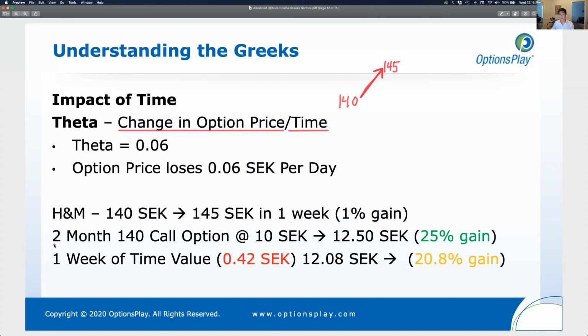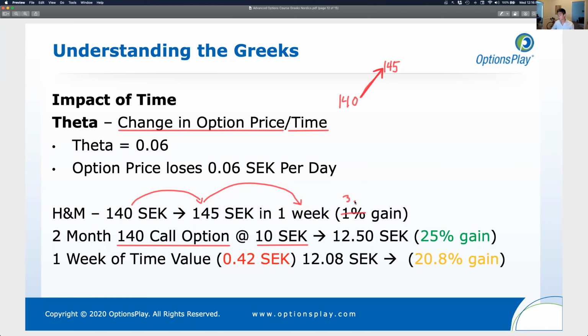So in the same example as before, let's say I think the stock's going to go from 140 higher. So I buy a 2-month 140 crown call option, and I pay 10 crowns for that call option. And let's say the stock goes from 140 to 145, exactly the same as we did before, but it takes 1 week to get there. So instead of just making the move instantaneously, it takes 1 week to get there.